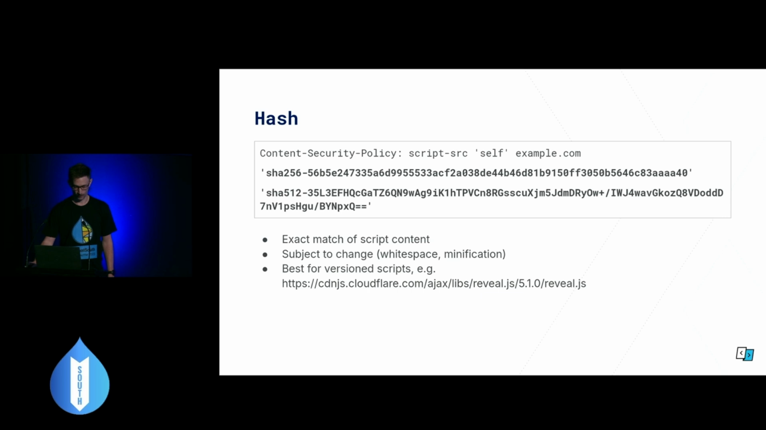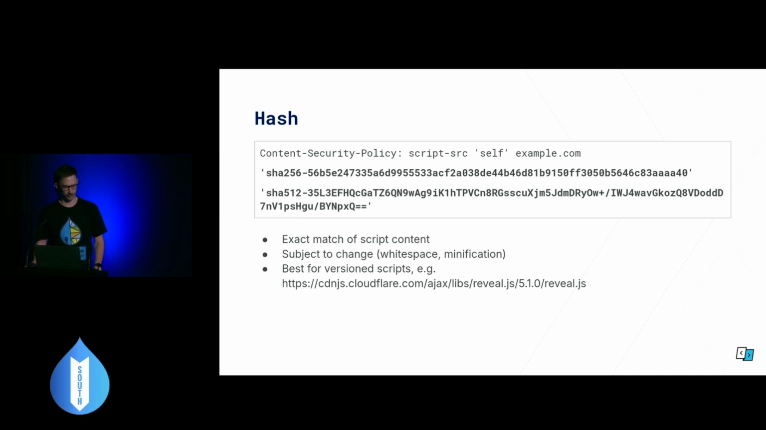So I said we'll come back to hashes. Essentially, instead of blanket allowing an entire domain, especially if it's like cdnjs that serves up thousands or I don't know how many libraries, you just want to allow one individual script. So in this example, I've got down the bottom, I want version 5.1.0 of reveal.js. I can include the SHA-256 or 512 hash in the policy, and then the content of that one script will be allowed.